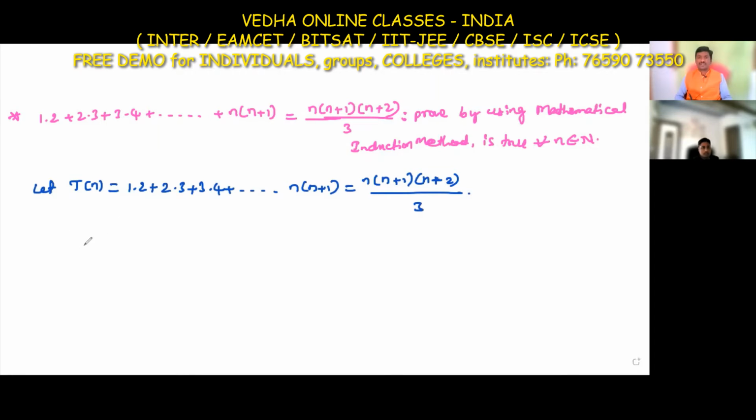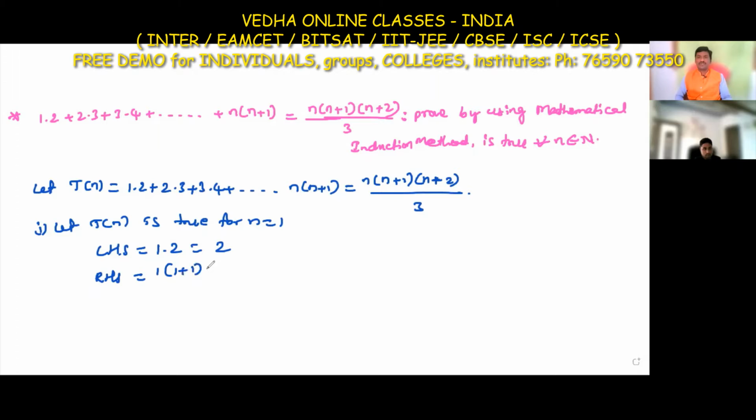Now, what we do here: let T of n be true for n is equal to 1. This is the first one. Substitute n is equal to 1 and check LHS and RHS. LHS is equal to 1 into 2, which is 2. Take the RHS. What is RHS here? RHS is nothing but, in place of n, I am substituting 1.